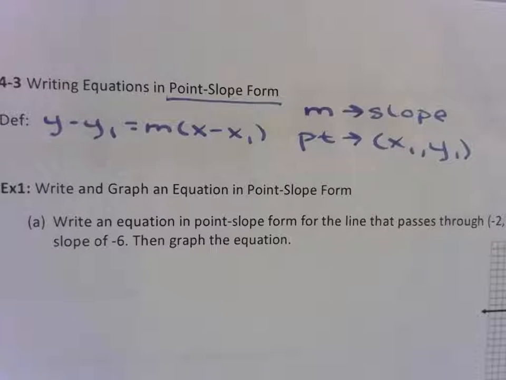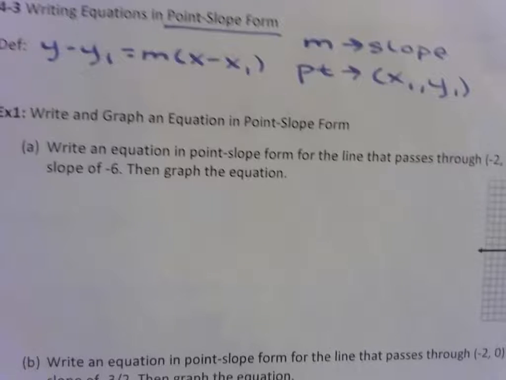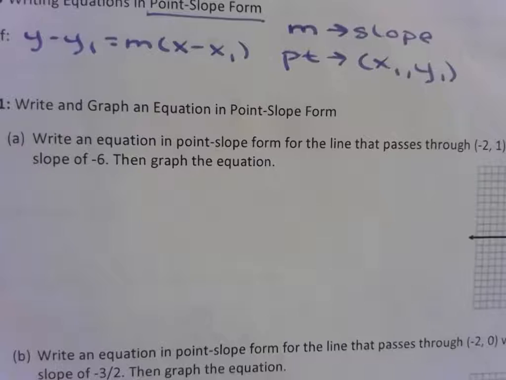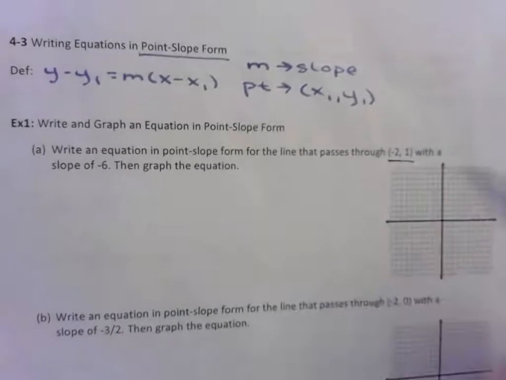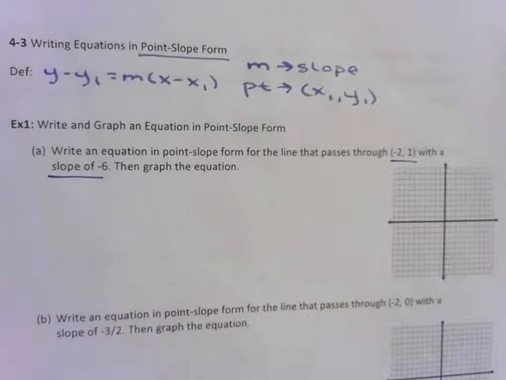It's not y equals mx plus b. It's not ax plus by equals c. They're all linear equations. This is just a different way to write it. Okay? So we are going to work with point-slope form a little bit. So write and graph an equation in point-slope form. Write an equation in point-slope form for the line that passes through (-2, 1) with a slope of -6.